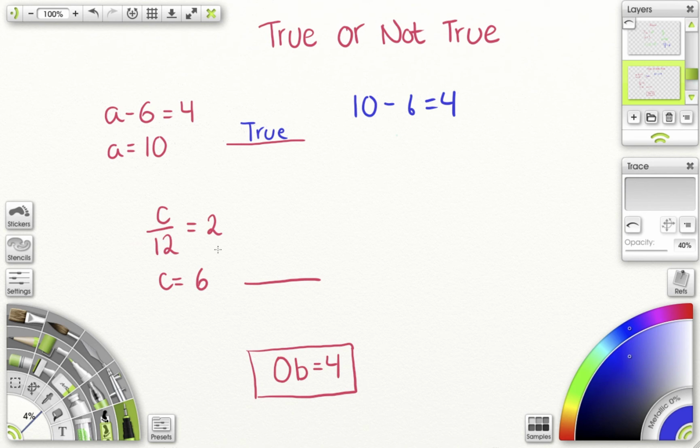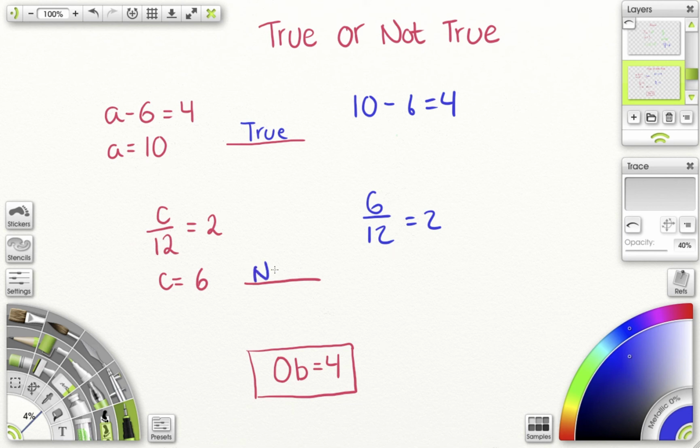Now we have another one. We have c divided by 12 equals 2, c equals 6. So to do this, I plug in, the problem is 6 over 12 equals 2. So does 6 divided by 12 equal 2? No, it does not. Because 6 is smaller than 12. So if I did 6 divided by 12, it would be a decimal, because a smaller number divided by a bigger number is a decimal number. So in this case, it is not true.